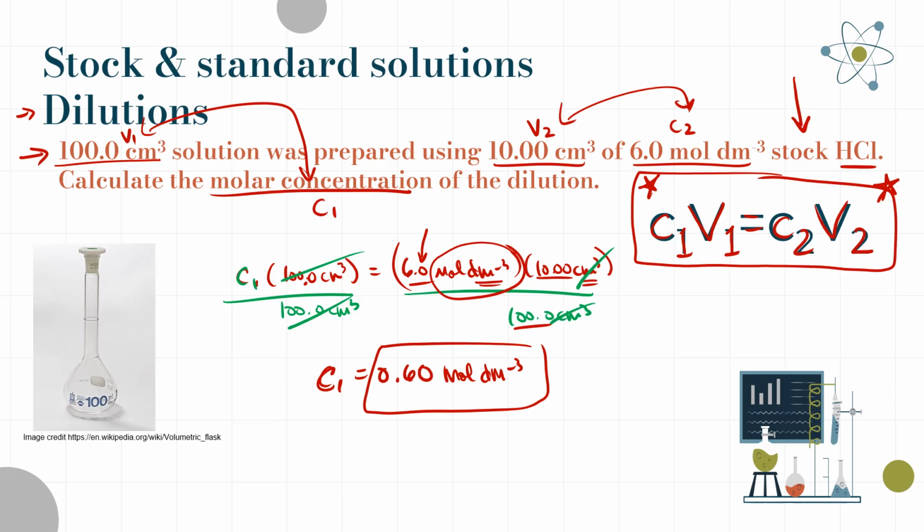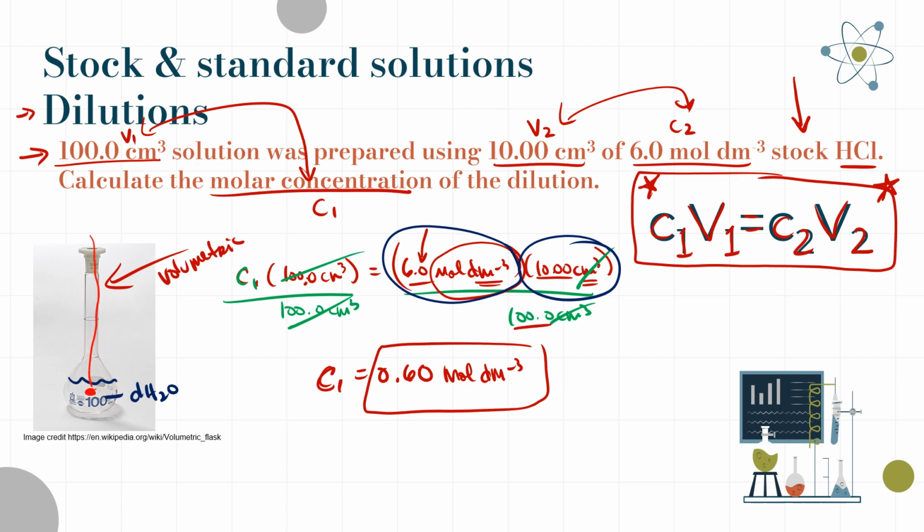The glassware that we're going to use to do this is called a volumetric flask. And what we do is we never put water into acid. We always put acid into water. And so I'm going to fill up a little bit of my volumetric flask with some distilled water. And then we're going to add in our 10 cubic centimeters of our 6 mole per cubic decimeter acid. So we're going to add that in.